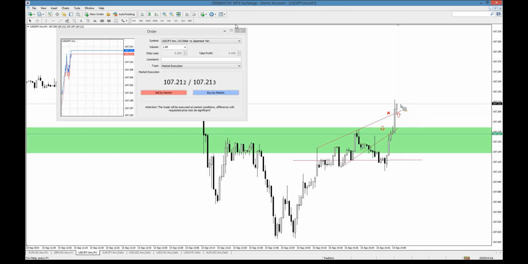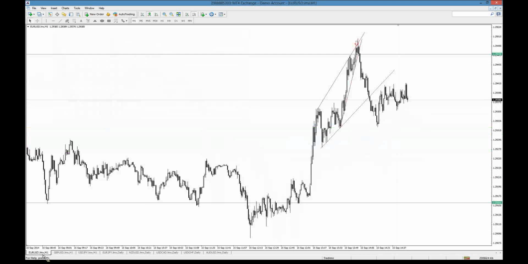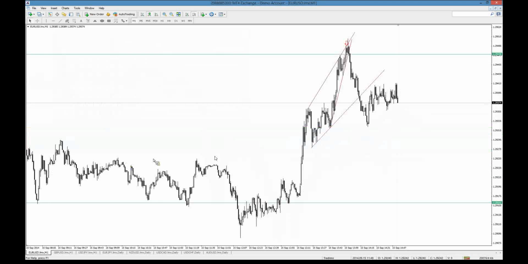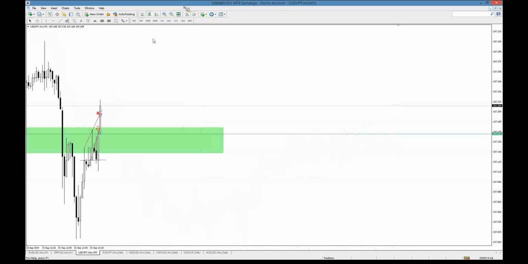So keep in mind when you get these trend lines, okay? And that principle can be used anytime, okay, on any time frame. So it's just something you want to be aware of, okay?